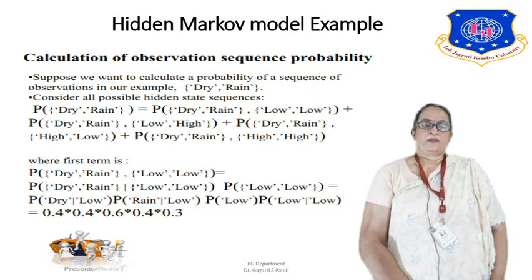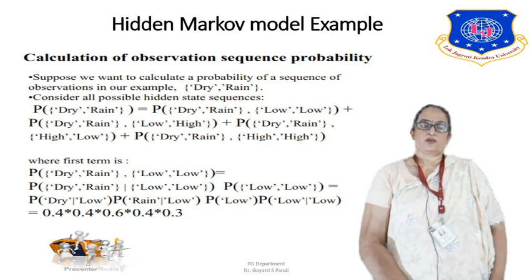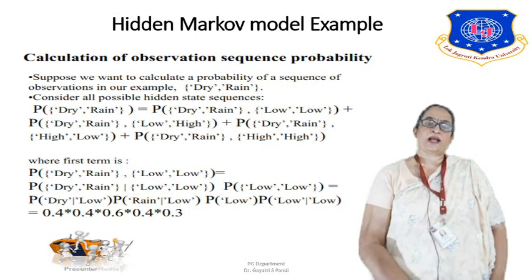Now the first term is defined as the probability of dry, rain, low, low, that is the sequence of observations. The probability is defined like probability of dry, rain given low, low, times probability of low, low, equal to probability of dry given low, times probability of rain given low, times probability of low, times probability of low given low. So that is defined as 0.04 into 0.04 into 0.6 into 0.4 into 0.3. So this is how the value of the first term can be calculated. Similarly, you can calculate the values for the other terms.